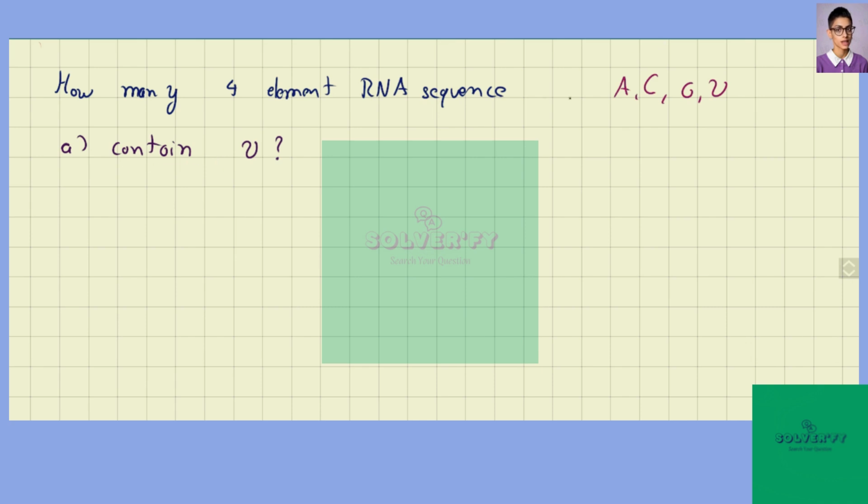So the way to calculate this is first count all the possible combinations, all the possible sequences. We have a four-element sequence, so for each position we can put 4 possible letters: A, C, G, or U. So we have 4 possibilities, and we can repeat these letters, of course. So 4, 4, 4, and 4. Using the multiplication rule, all the sequences is equal to 4 to the 4.